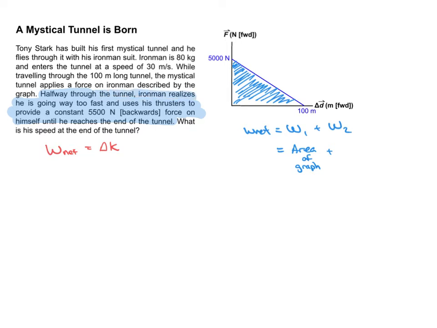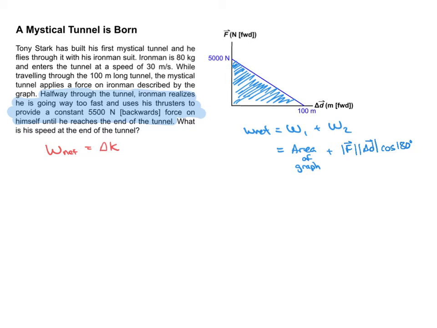So in that sentence, I'm going to say that the work done will be the force of the thrusters times the displacement of when he was using the thrusters, times cosine of 180 degrees, because the thruster force was backwards, whereas his displacement was forwards. They're pointing in opposite directions, so that's 180 degrees.